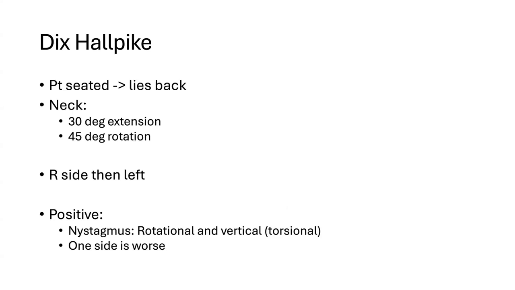Now, the Dix-Hallpike, we're looking for the posterior canal here. So we say test for the posterior canal, which is our most common. And you may or may not be familiar, but the patient's seated, they lie back, and their neck is extended and rotated. We do one side, then the other side, and we are looking for nystagmus. The nystagmus will be torsional, which means that it's got a vertical and a rotational component put together. And we're looking for one side to be really bad and the other side to be, theoretically, nothing, but most of the time they have a little bit on the other side as well.